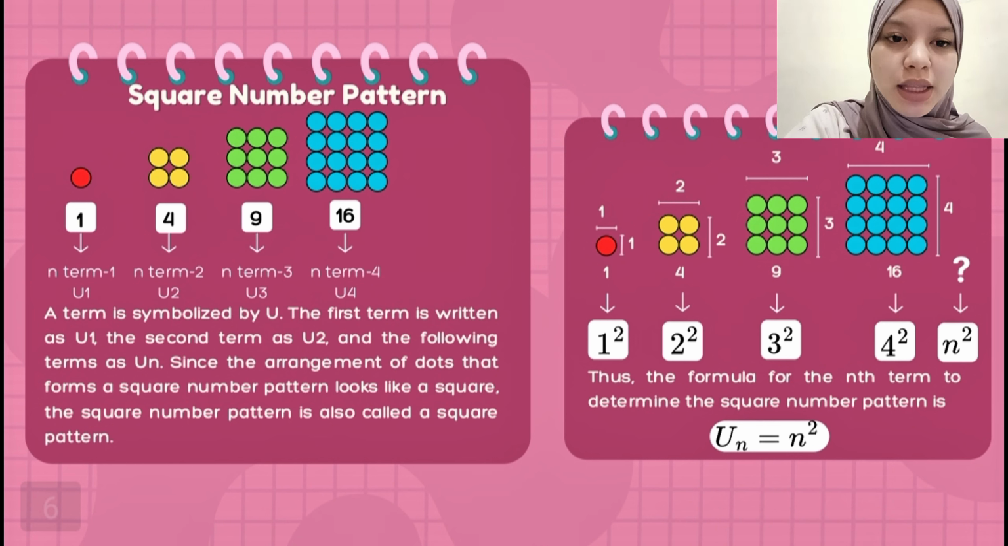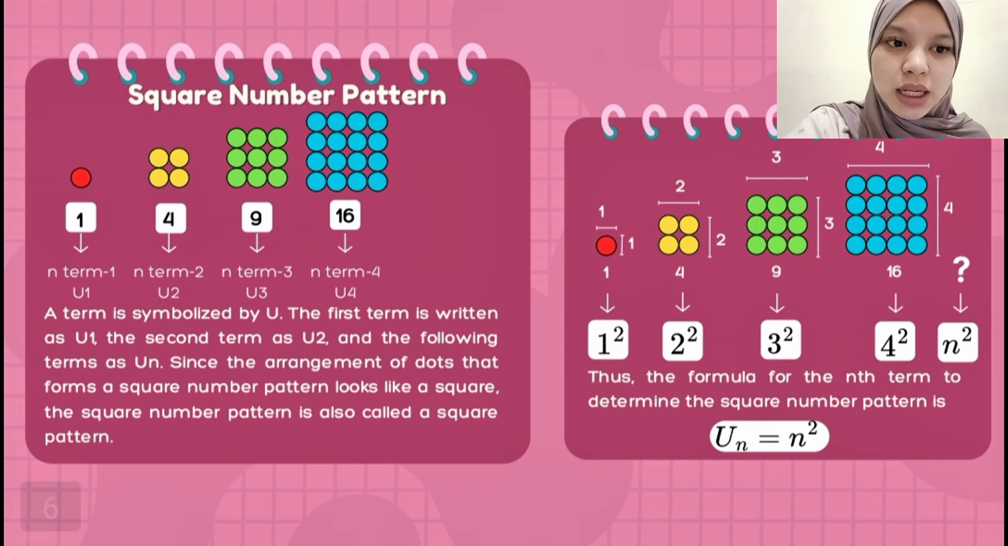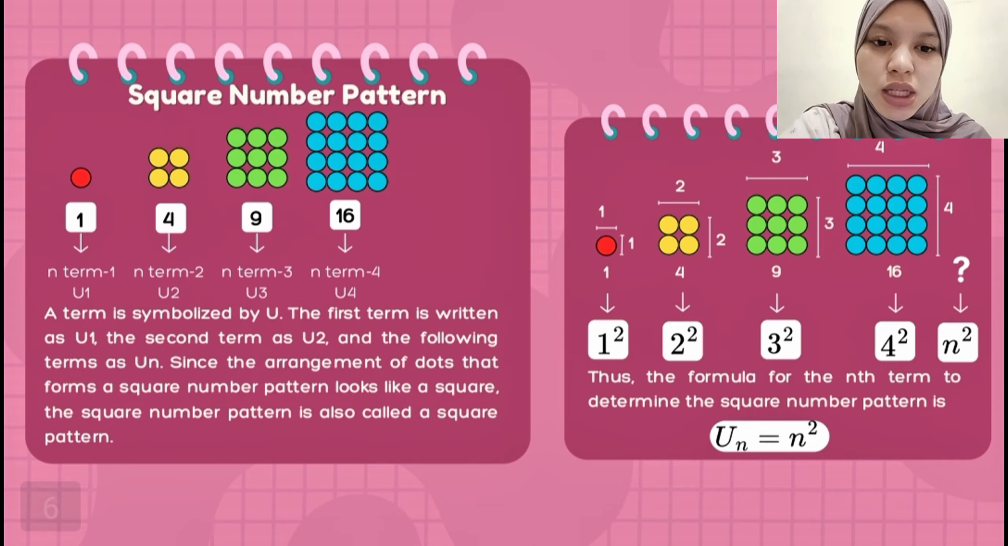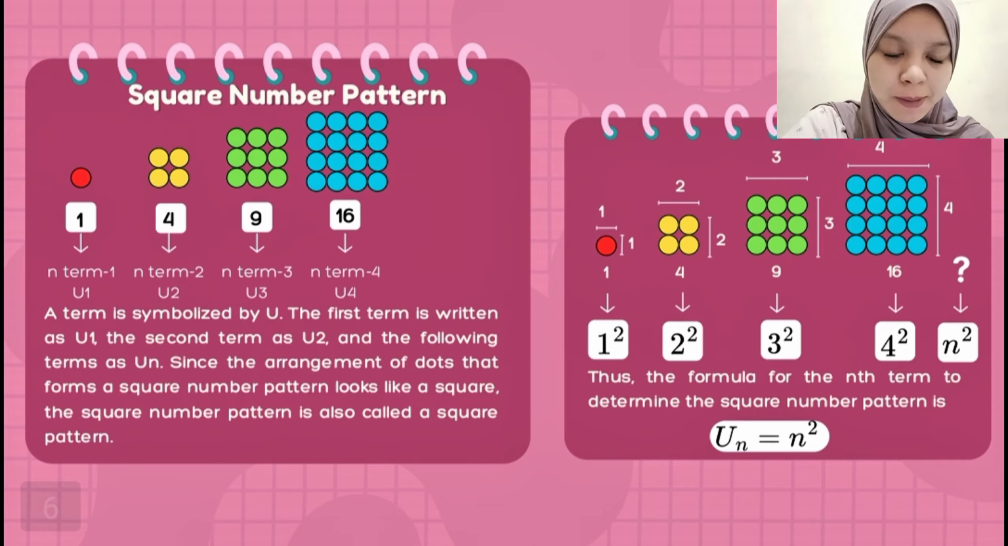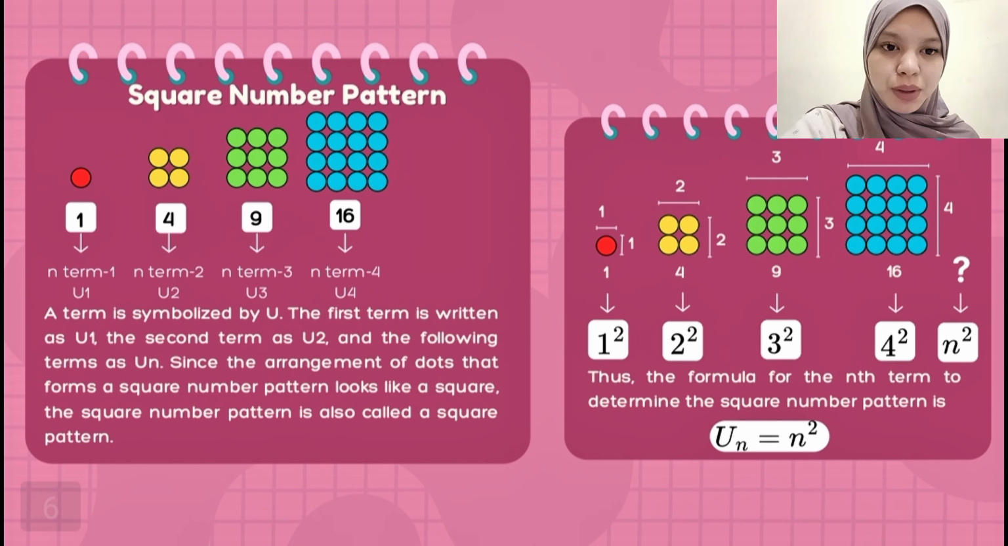To determine the nth term of the square number pattern, we use a formula. The formula is read as U sub n equals n squared. This means that the value of each term depends on its position in the sequence. For example, to find the fifth term, we say U sub 5 equals 5 squared, which equals 25. By understanding this pattern and its formula, student can easily find any term in the square number pattern.